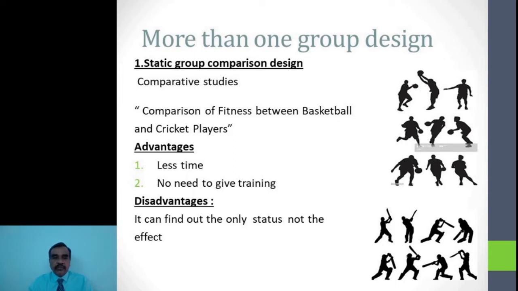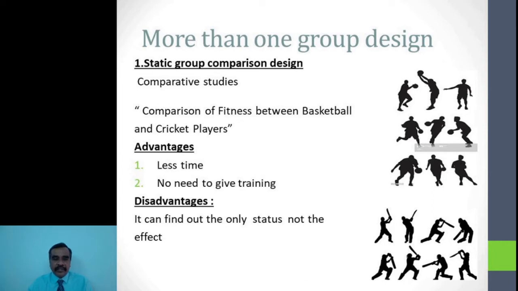It is usually used for comparative study, the comparison of fitness between basketball and cricket players. Just a comparison. So two static groups, one group is basketball, another group is cricket players. So the two groups of players are compared here. So it is called a static group comparison design.